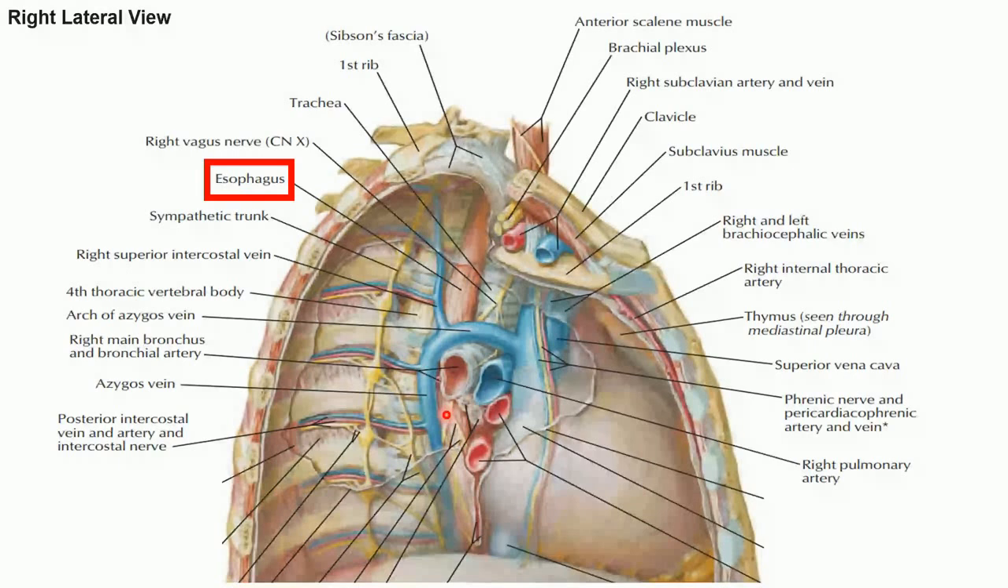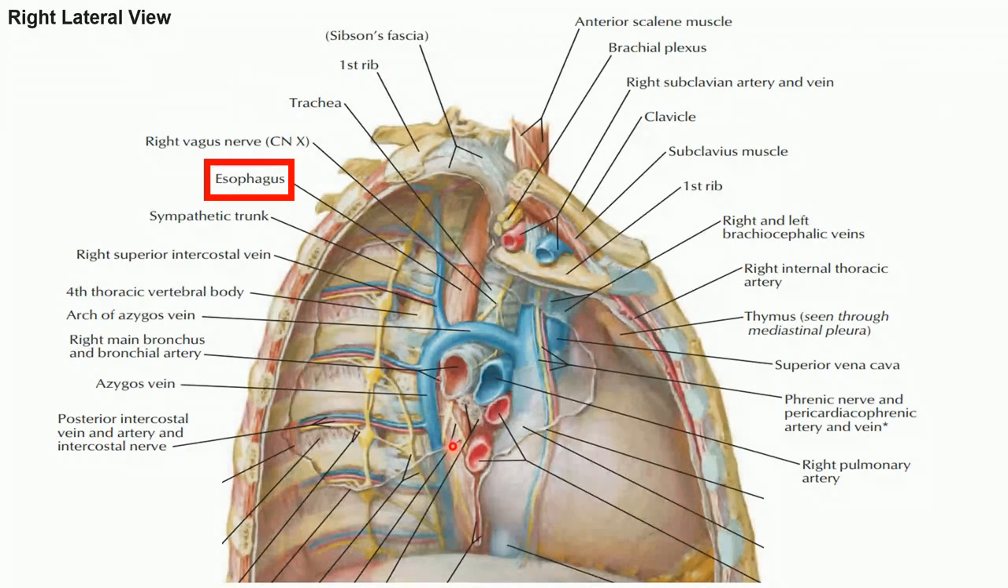We talked about the different nerves. You can see the right vagus. You can see it there. It's going to cross and come on the right side of the esophagus. This is the right vagus. It's crossing to come down.